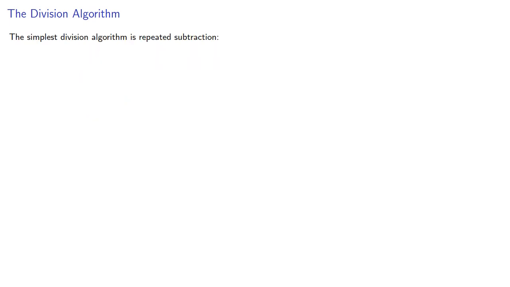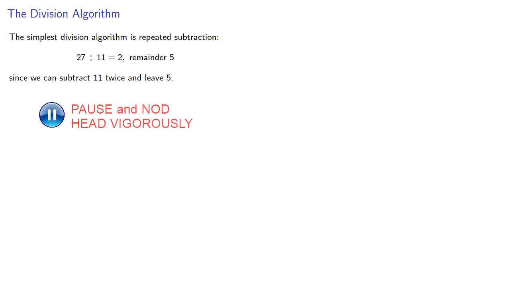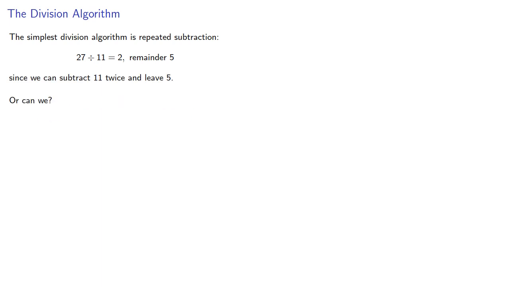The simplest division algorithm is repeated subtraction. So 27 divided by 11 is 2 with remainder 5, since we can subtract 11 twice and leave 5. Or can we? Well, let's see. 27 minus 11 is 16. 16 minus 11 is 5. We could subtract again, so it's clear that there's a little bit more to our algorithm.